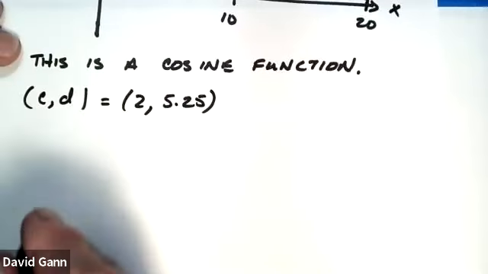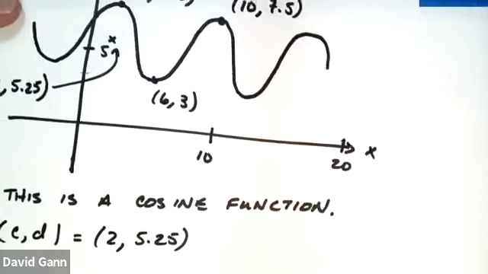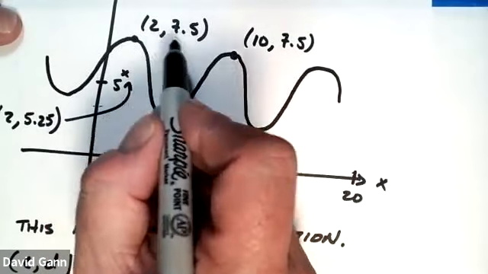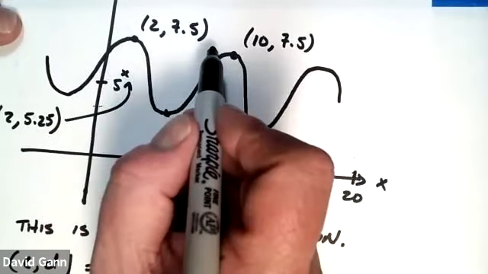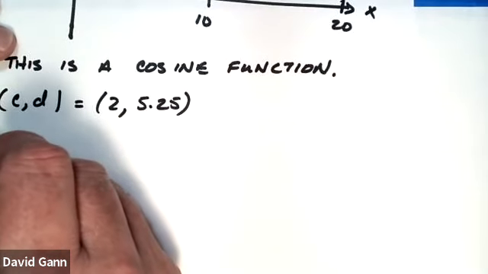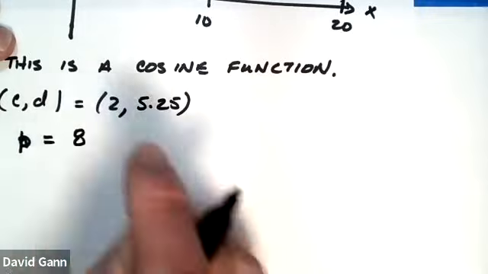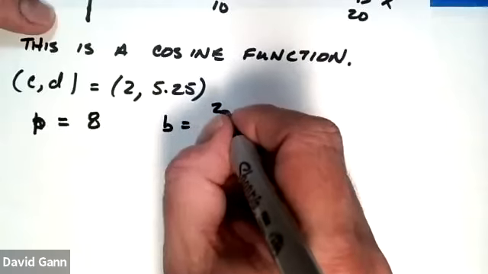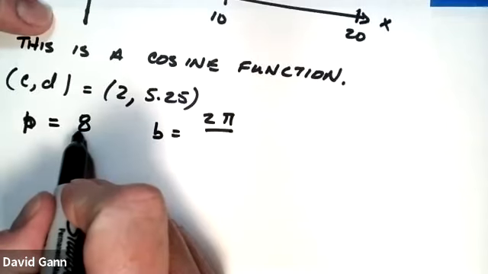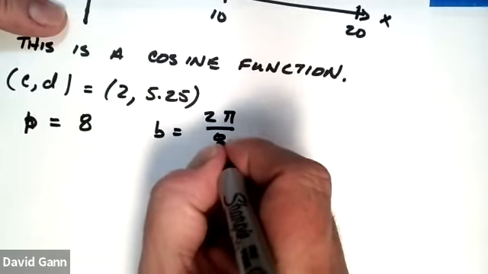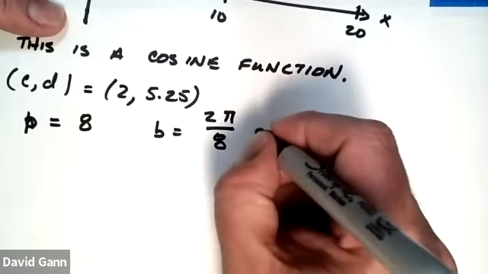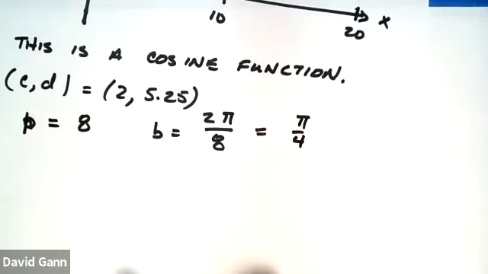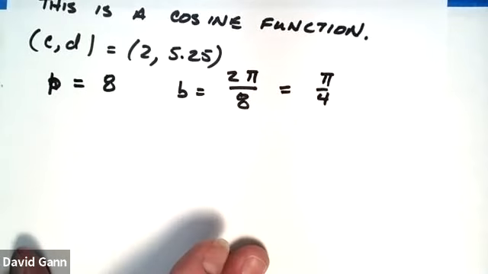Okay, the B value is based on the period. If you notice, between these 2 points, this is a complete period. So the distance between them is 10 minus 2 equals 8. So the period P is equal to 8. So the B value is equal to the normal period, 2 pi, divided by the actual period, which is 8. And it turns out we get a B value that's got a pi in it. So this will be pi over 4. Kind of a weird value, but whatever, it's all the same.